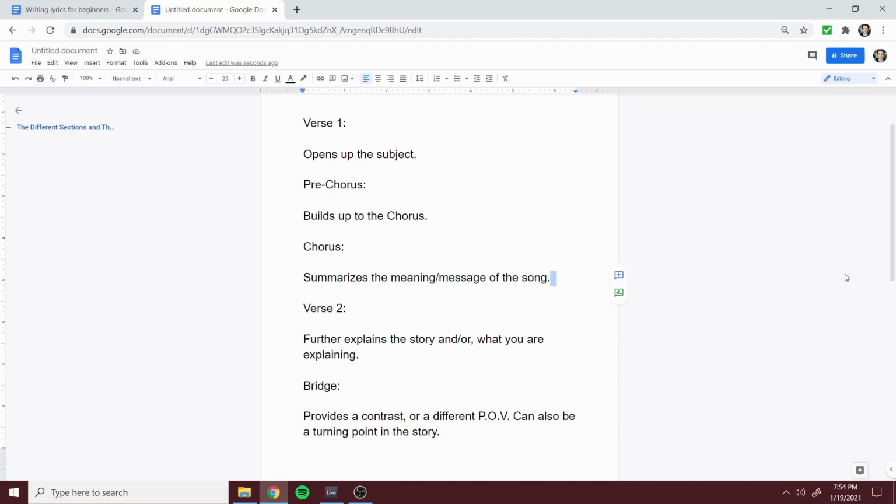Verse 2 further explains the story and/or what you were explaining. Basically adding on to verse 1, it's just that verse 1 is more of an opening and verse 2 is kind of digging in deeper. The bridge can provide contrast, a different point of view, and it can also be a turning point in the story if you are telling a story. So basically that's what the sections are and what they do. And you don't have to use a bridge. Sometimes you don't even have to use a chorus. But these are all the sections that you would need to use for writing your song.